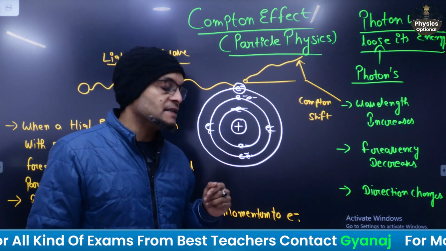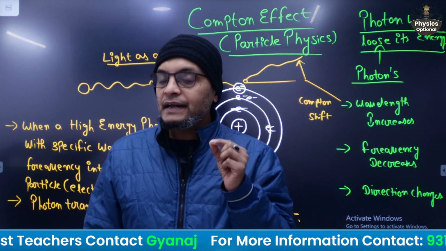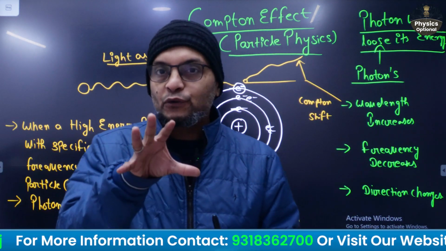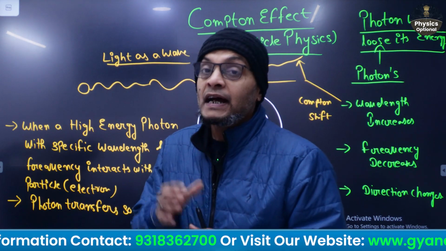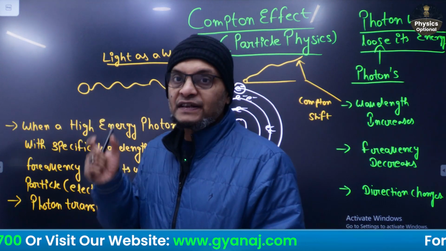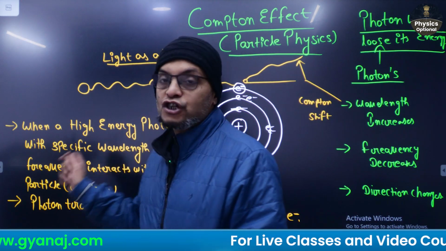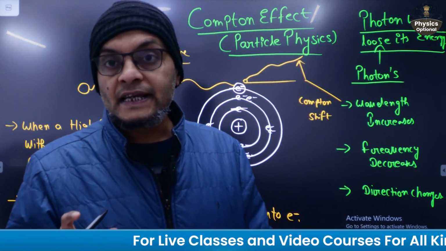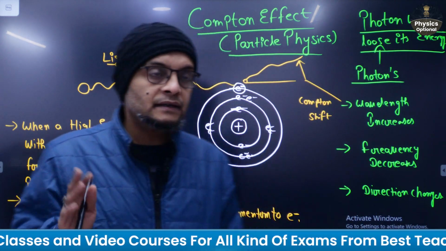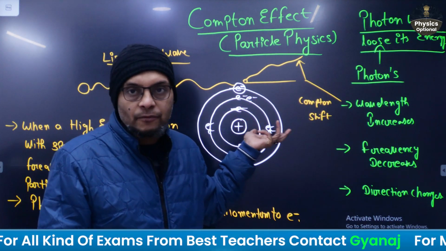So see, what happens is that whenever a high energy photon, now we all know that light is made up of photons, if you consider the particle nature. And what is a photon? These are packets of energy, okay? So when a high energy photon with a specific wavelength and frequency interacts with a charged particle, here I am taking the charged particle as an electron. Electron has got a negative charge, okay?